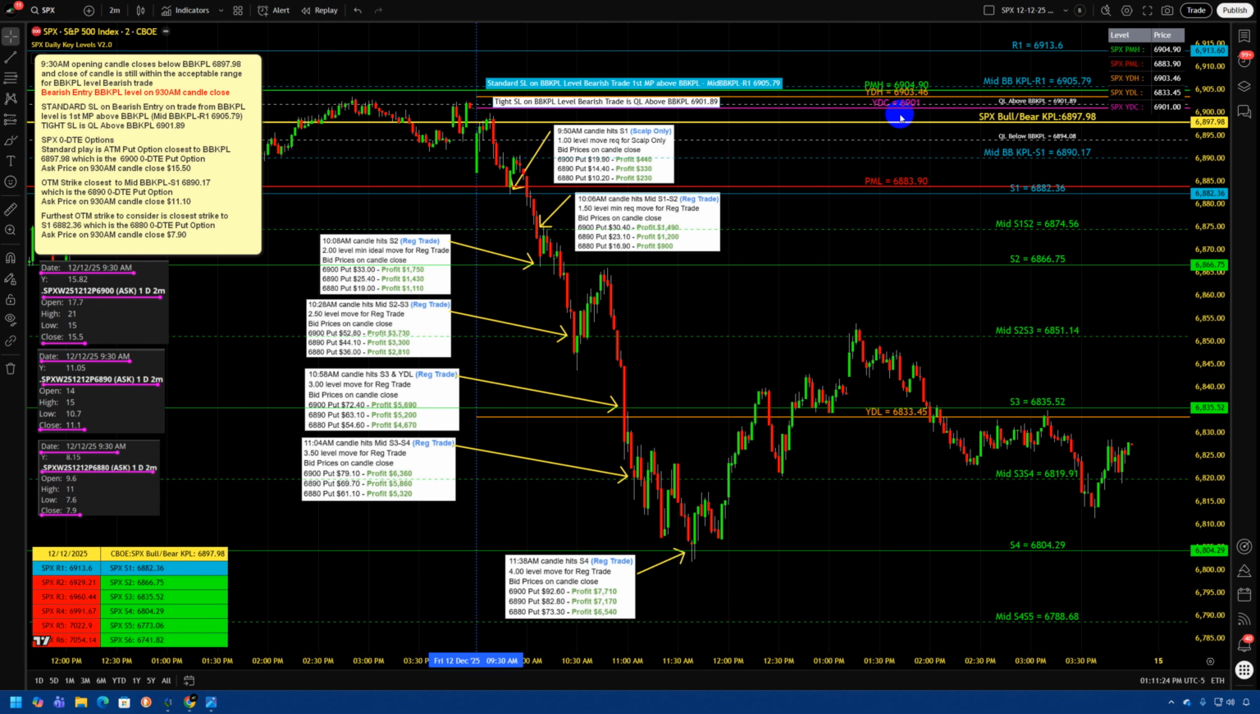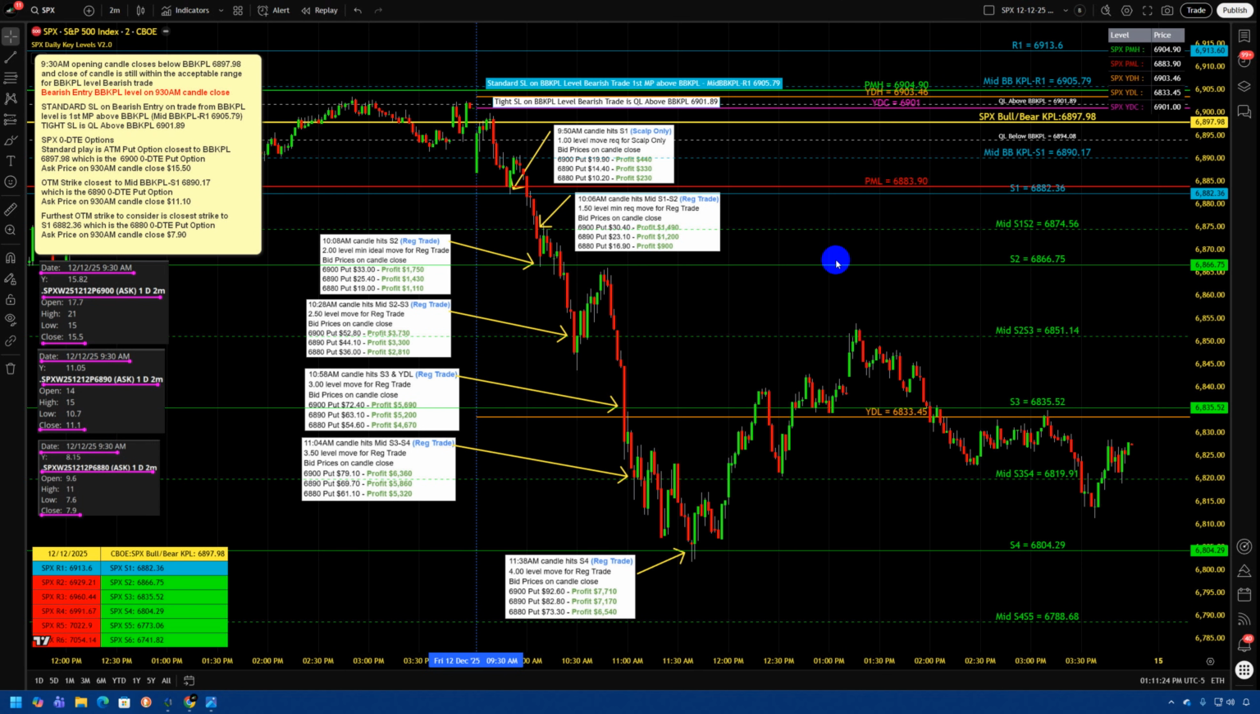YDC, yesterday's daily close, specifically the previous day's RTH session close. The PML level, which is the pre-market low. The YDL level, which is yesterday's daily low, specifically the previous RTH session low.